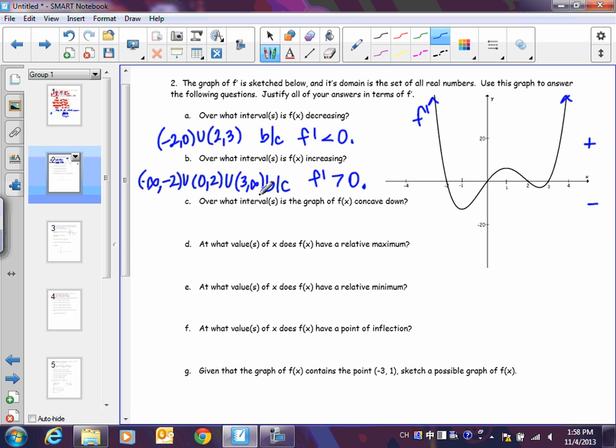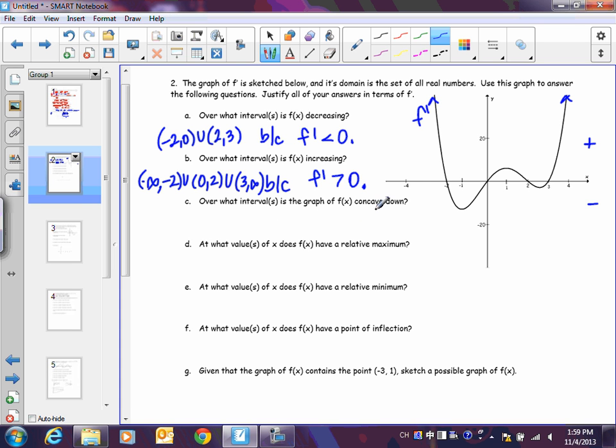And then I need to union that with the last piece, 3 to infinity. Okay, before I move on, I want to ask you, do you think there could ever be a time where your answers for A and B overlap? Meaning intervals are in both A and B. Could an interval be increasing and decreasing? No. Not unless there's more than one derivative, which is not the case. So that's a good way to check it as well. These should be exclusive. They should not have any overlapping.